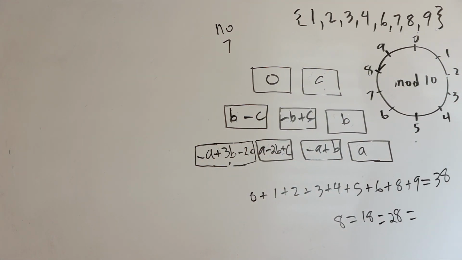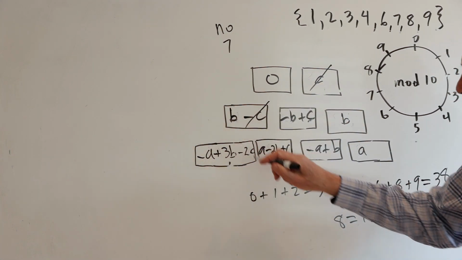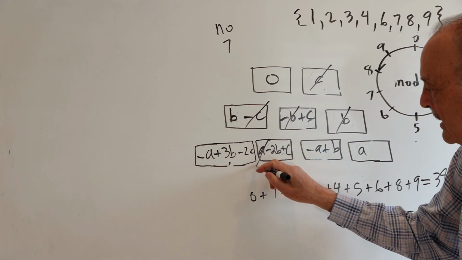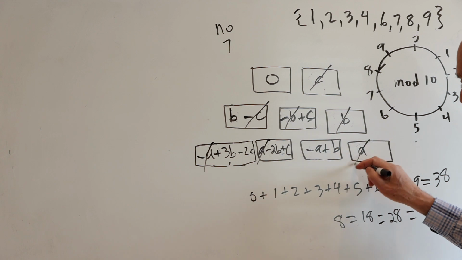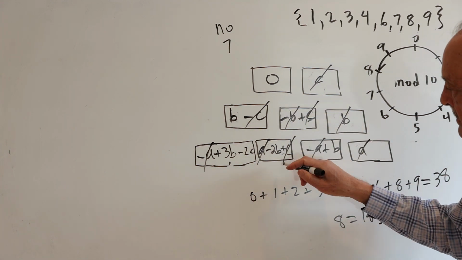So let me do some adding. Now, the nice thing about adding is I get to cancel. So I cancel the C and the negative C, the B and the negative B, the A and the negative A, the A and the negative A. I can cancel 2 C's with a negative 2C.